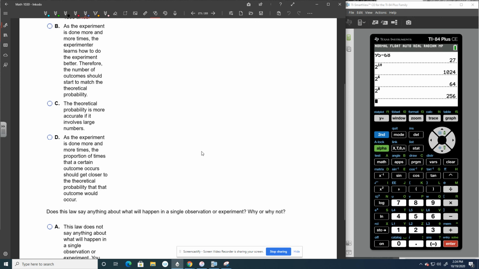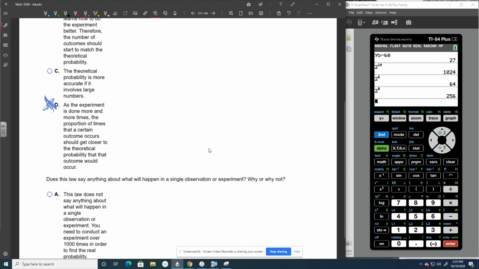So we would choose, which one says that? Is that D? As the experiment is done more and more times, the proportion of times that a certain outcome occurs should get closer to the theoretical. So your proportion becomes closer to your theoretical, right?